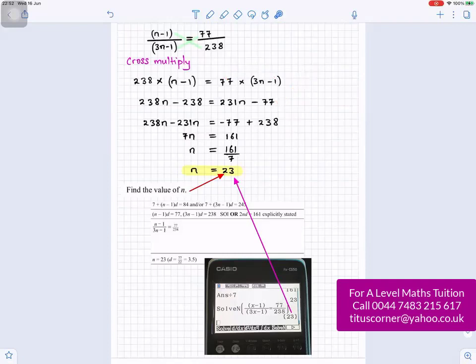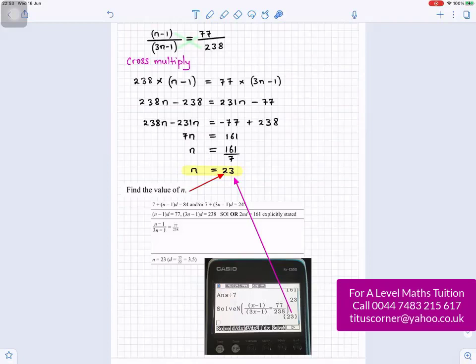Put all the n's on the left-hand side, like terms together. So plus 231n comes to the left, it becomes minus 231n. Minus 238 goes to the right, it becomes plus 238. So that would subtract, you get 7n equals 161. And you divide by 7, n equals 23. So we wanted to find the value for n, we put 23.